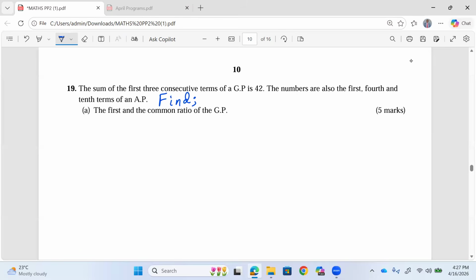So look at this, ladies and gentlemen. We are saying that the sum of the first 3 consecutive terms is 42. And those terms are also the first, the fourth, and the 10th. First, do we know how to get any term of an AP? We talk about first term plus n minus 1 multiplied by the common difference. So the first is just a.